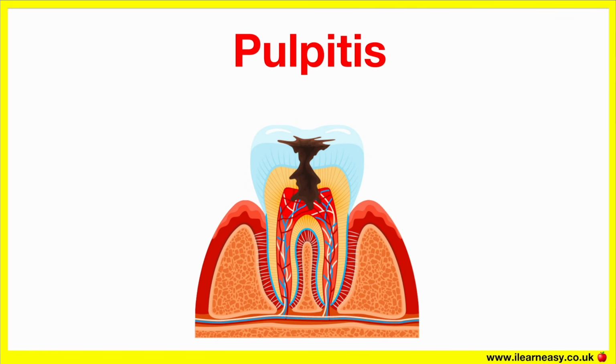Irreversible pulpitis. Irreversible pulpitis refers to severe or lasting inflammation in which the pulp cannot recover and it starts to die. This can be caused by deep cavities reaching the pulp, cracked teeth, or untreated reversible pulpitis.